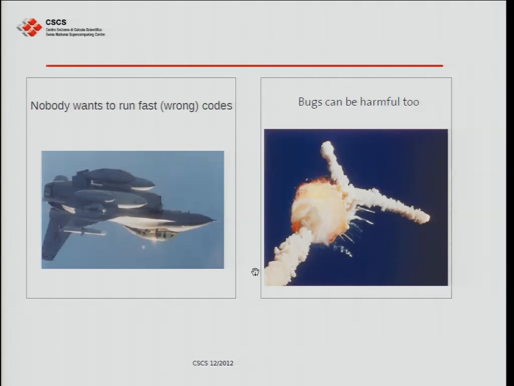By definition, a bug is something that prevents you from running your application, and that's of course something that you didn't plan to have because it's an error in your code. And as Neil likes to say, nobody wants to run a fast application that gives wrong results. And in that case, bugs can harm you.